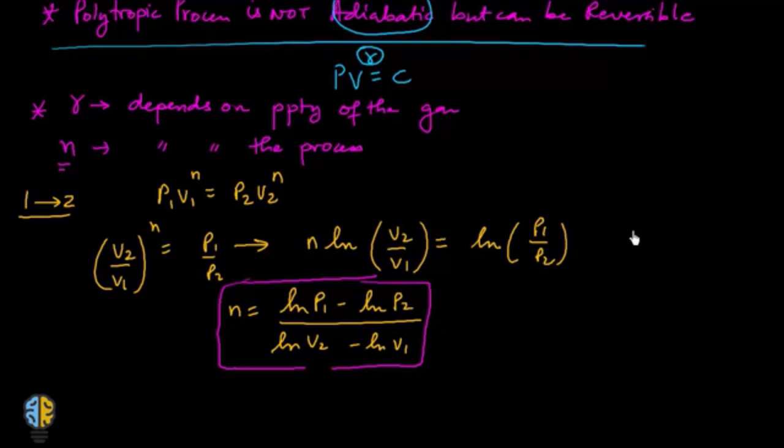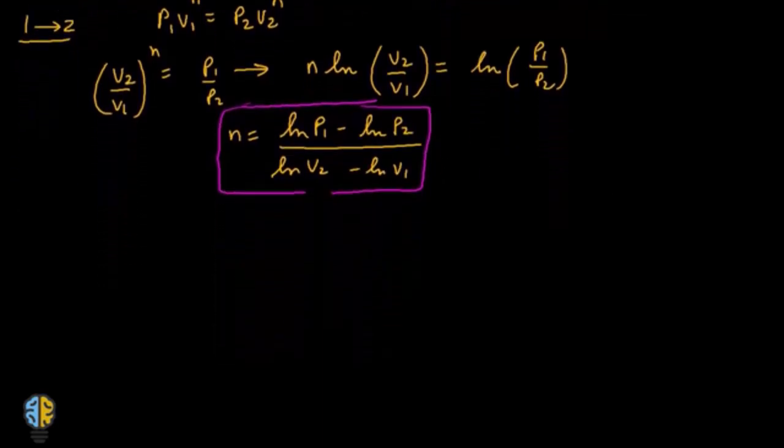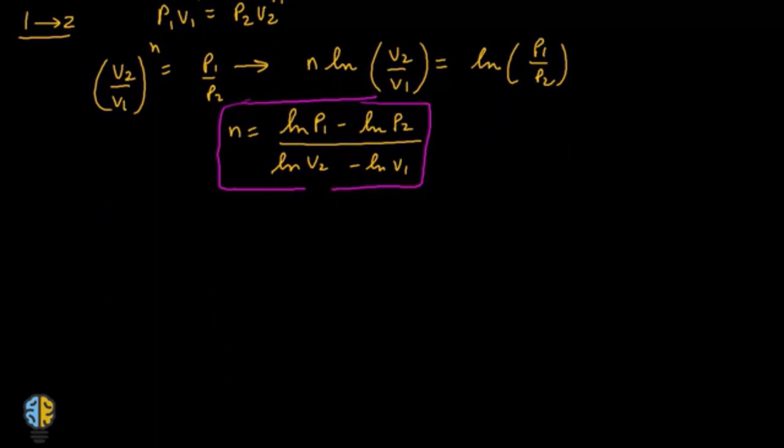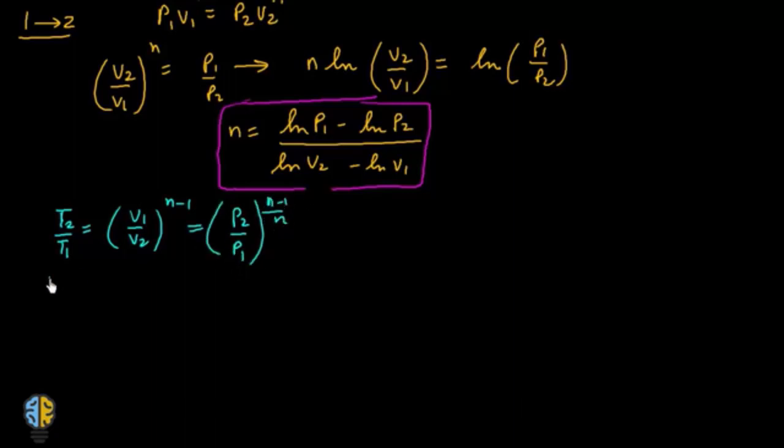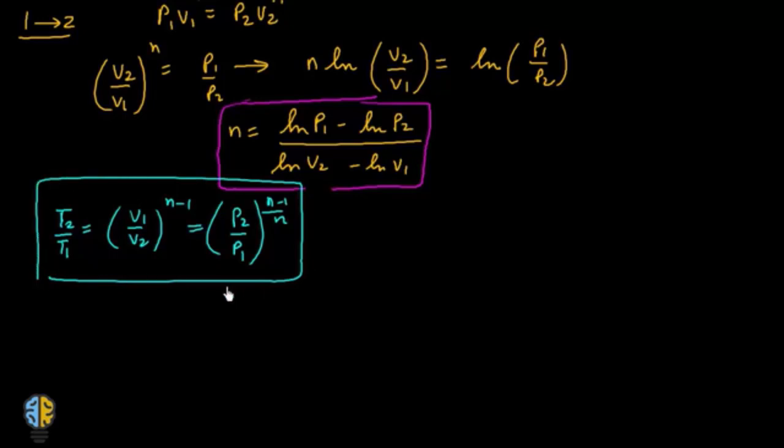Now there are two more relations of a polytropic process. The first relation that you should remember is T2/T1 = (V1/V2)^(n-1), and this is equal to (P2/P1)^((n-1)/n). So these two expressions are also very, very important for a polytropic process.